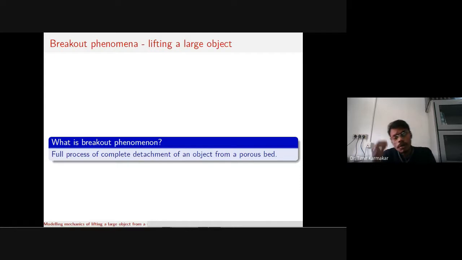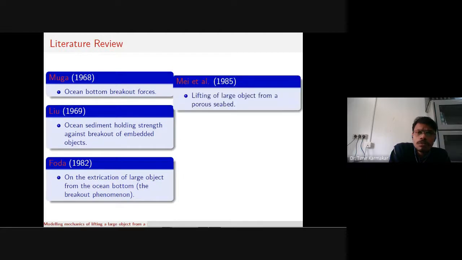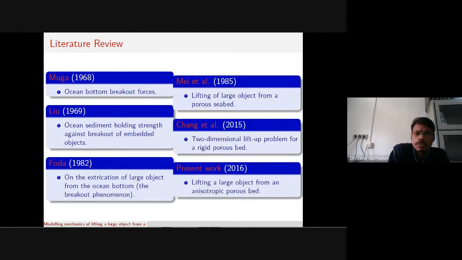Now coming to the problem. As I discussed, the breakout phenomenon is nothing but the full process of complete detachment of the object from the porous bed. Once the object detaches itself from the porous bed or the seabed, we can say that breakout occurs. These are some of the literature, moving chronologically towards more complex models. So this is our work.